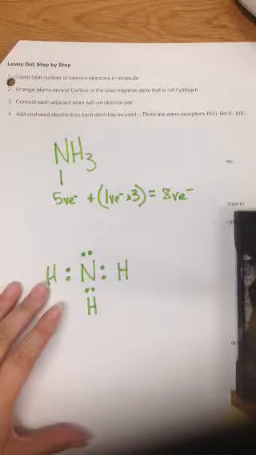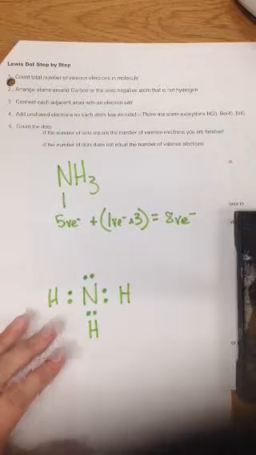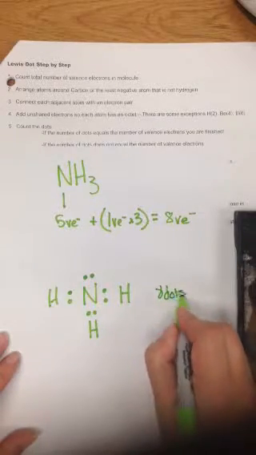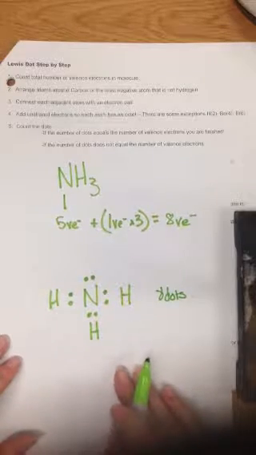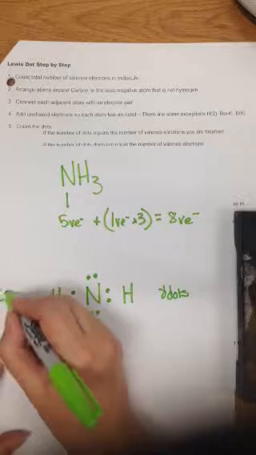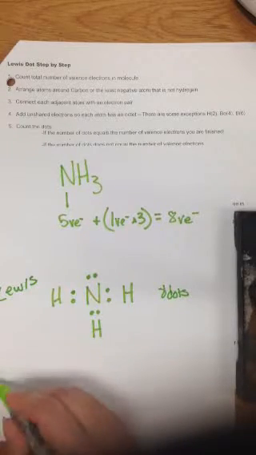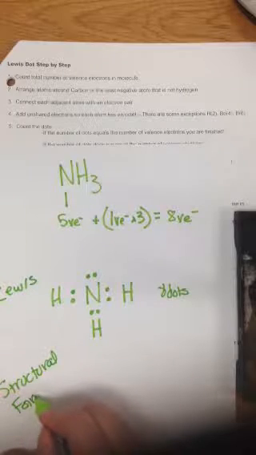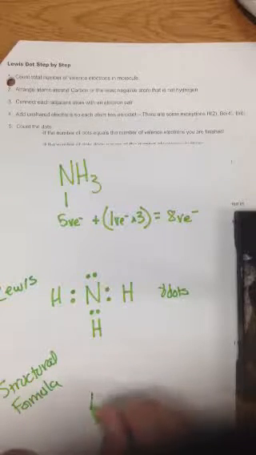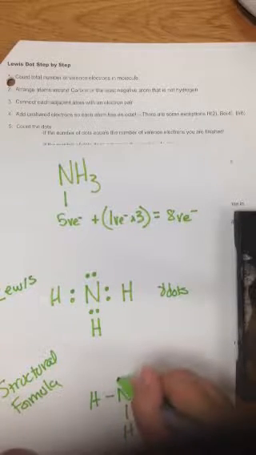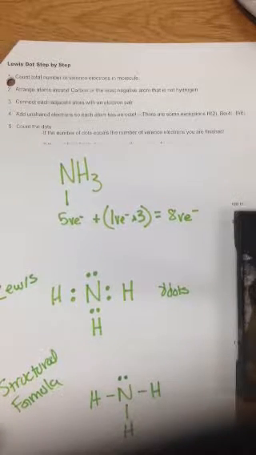But, oh man, the next step is count the dots. 2, 4, 6, 8. 8 dots. Are we good to go? Oh, I think we are. Okay, so that's your Lewis structure. And if I were to call this a structural formula, I would do the lines for each bond. And then this lone pair would be showing right there. So there you go for NH3.